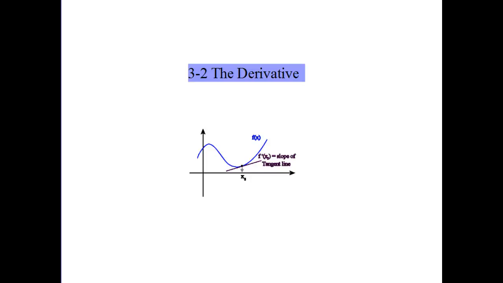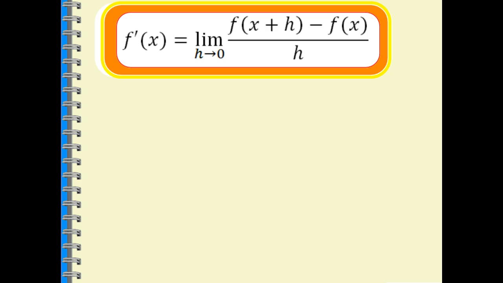Welcome to Chapter 3, Section 2, the derivative. In this section, we're going to continue to look at the slope of a tangent line, but we're going to define it a little differently, and we're going to call it by another name.